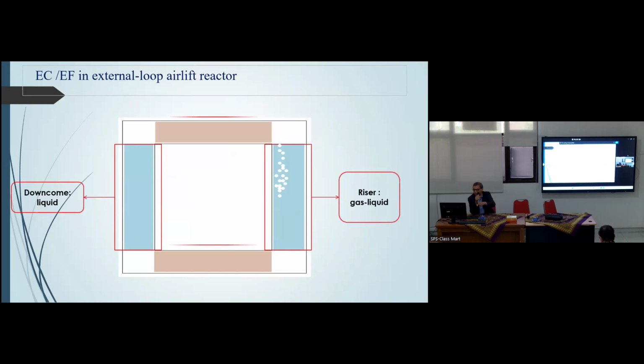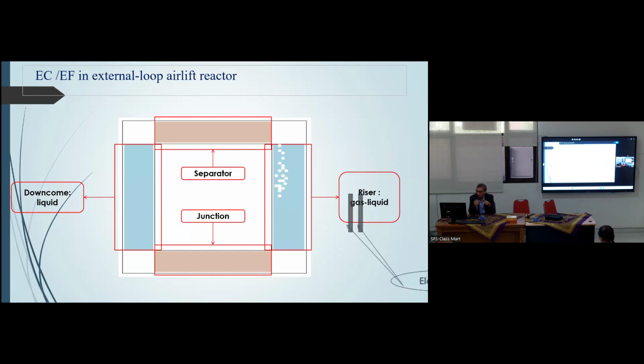Okay. So what is an external airlift reactor? As I said, we have two compartments. We have the riser, the compartment in which we put gas. The gas is produced here by the cathode because we have a reduction and we have hydrogen. So we have a mixture between liquid and gas. Okay. This is the riser. And the other compartment here, the downcomer. Okay. And we have a junction between riser and downcomer, and we have the surface.